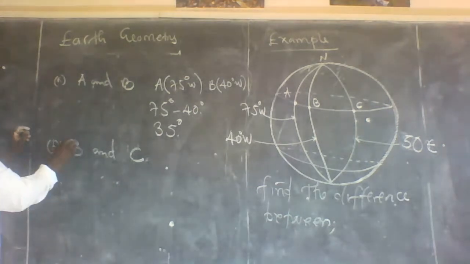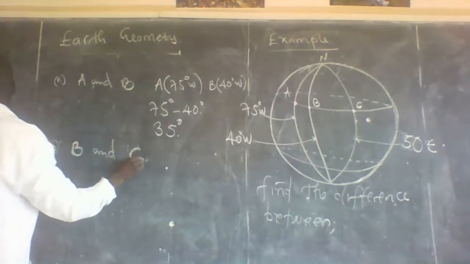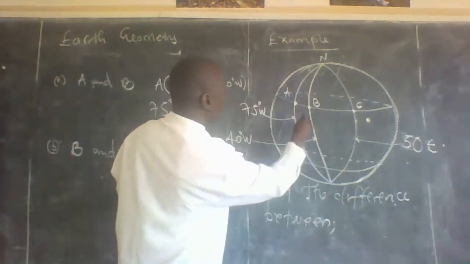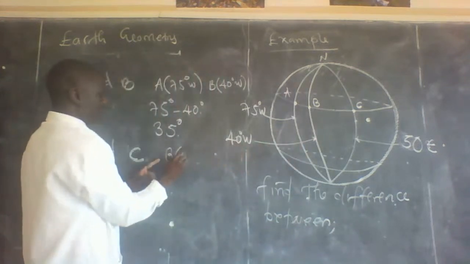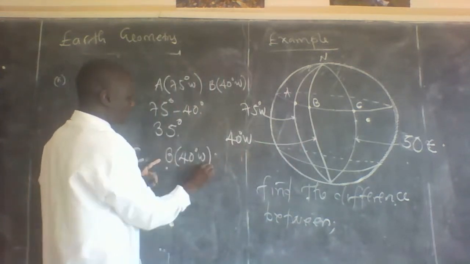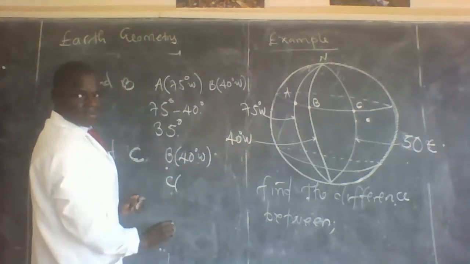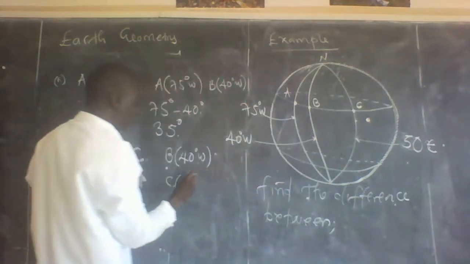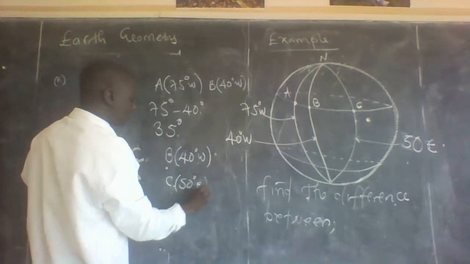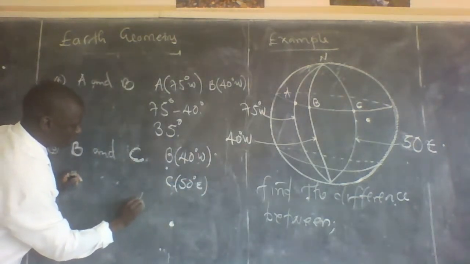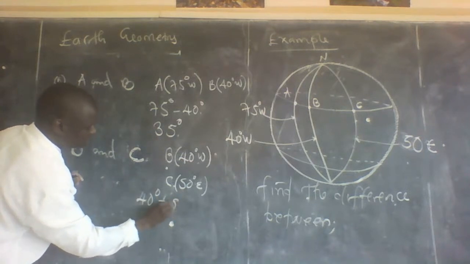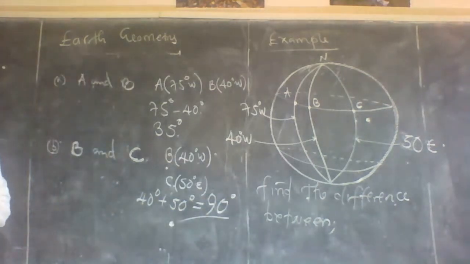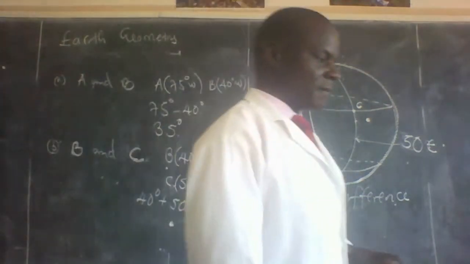But for B and C, to find the difference, look at B. B is 40 degrees west. Then C, what about C? C here is 50 degrees east. So to find the difference, we're going to add 40 degrees plus 50 degrees, and the answer gets to be 90 degrees. That's how easy it is finding the difference.